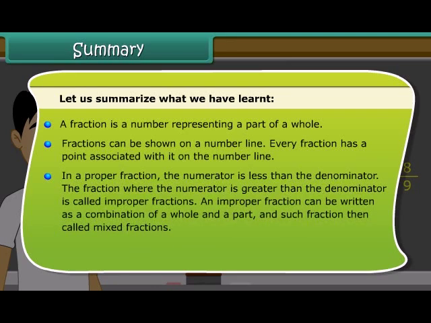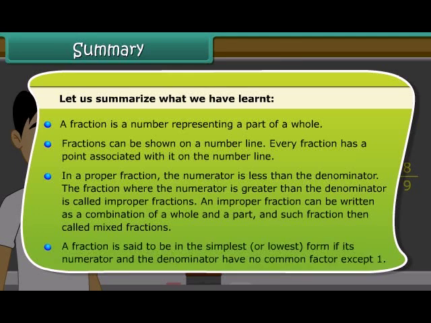In a proper fraction, the numerator is less than the denominator. The fraction where the numerator is greater than the denominator is called improper fractions. An improper fraction can be written as a combination of a whole and a part, and such a fraction is then called a mixed fraction. A fraction is said to be in the simplest or lowest form if its numerator and the denominator have no common factor except 1.